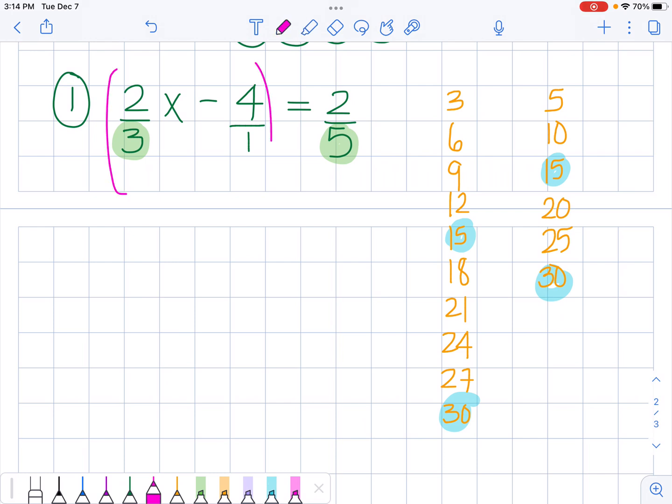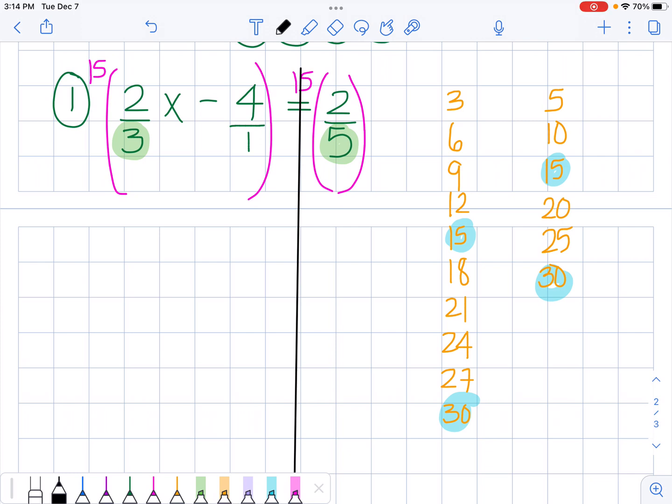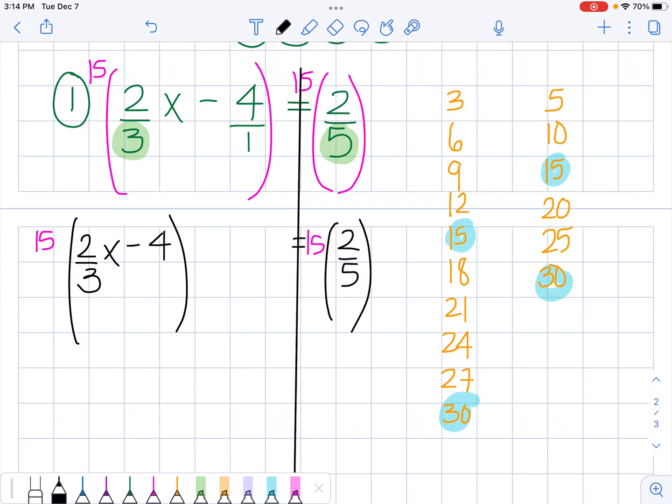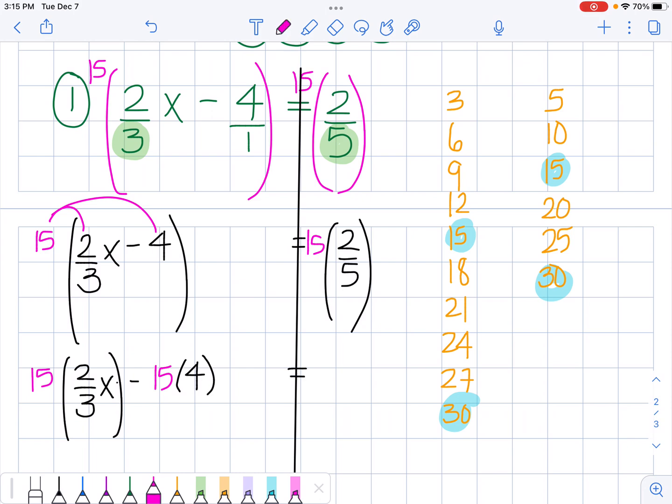So I'm going to multiply both sides by 15 like this. I'm going to draw my line down the middle. So remember, whatever I do to one side, I do to the other. And I'm going to write this out. So I got 15 times 2/3 x minus 4 equals 15 times 2/5. I have to distribute this 15. So I have 15 times 2/3 x minus 15 times 4 equals 15 times 2/5.